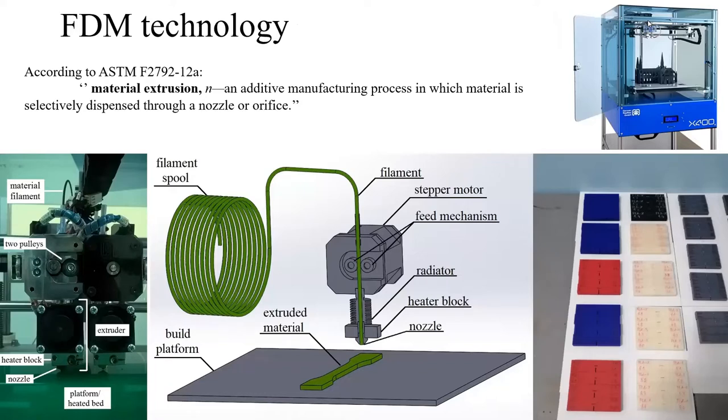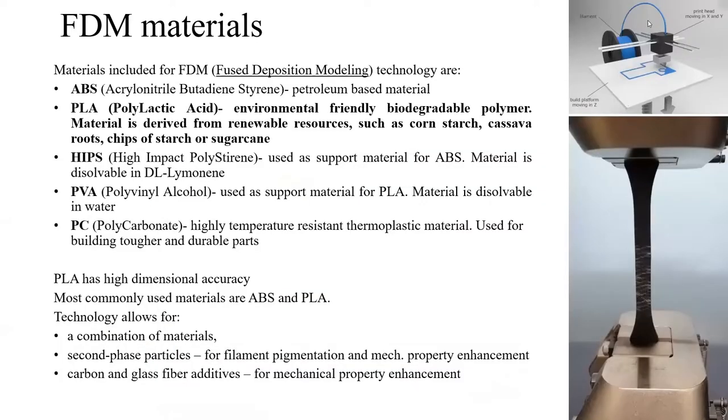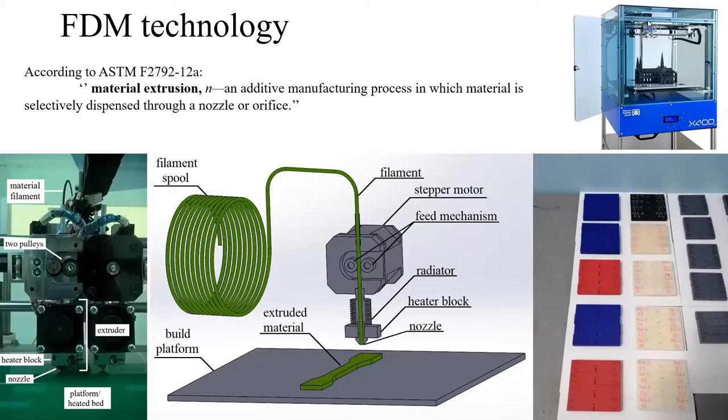So the FDM, the fused deposition modeling technology, uses PLA material. So this is an extrusion-based technology where the plastic material is melted through a nozzle and dispensed onto a build platform and in consecutive layer-by-layer manner movement of the nozzle, the whole part is printed. So the material is in form of a filament spool. It is guided through the heater block. Well, it melts and in a liquid state, it is dispensed through a nozzle.